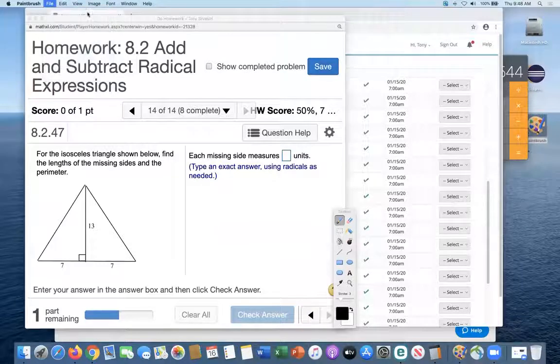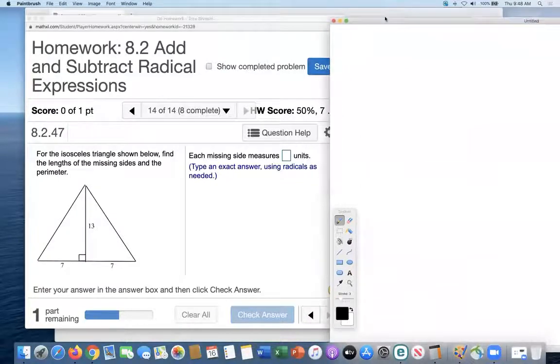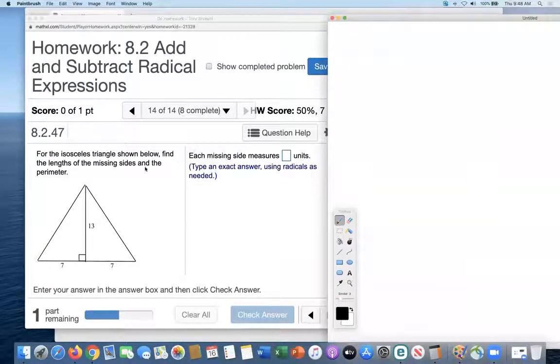Let's come over here. New. For this isosceles triangle, that means two sides are the same length. This side and this side are the same length. Find the lengths of the missing sides. All right, let's make a little picture. This is 13. That side is 7, and this side is 7. These are right angles. And so we'll call this x, and this is x.